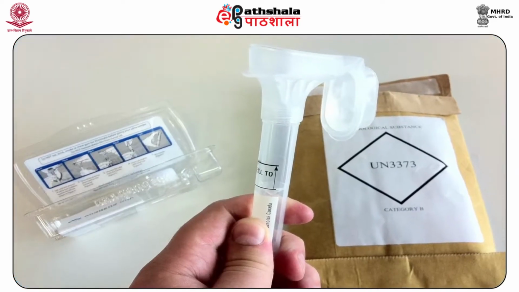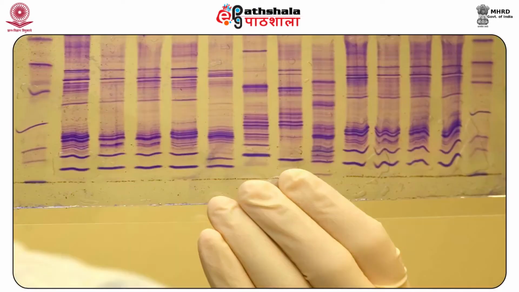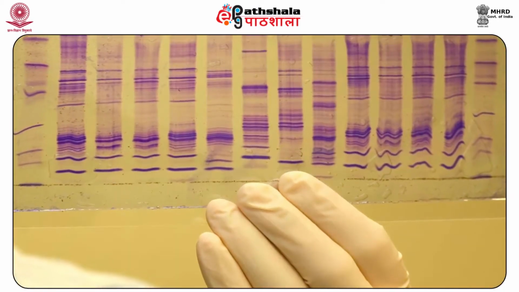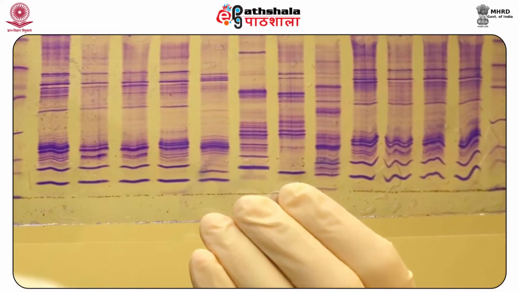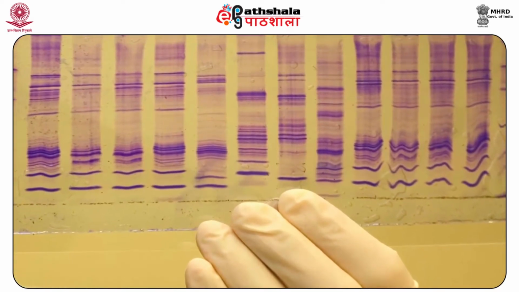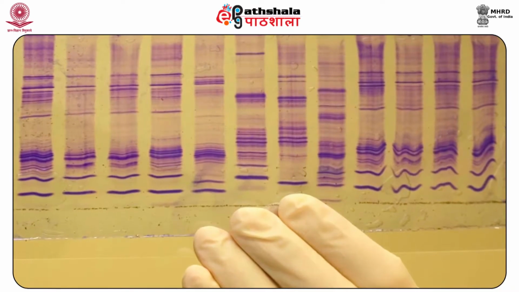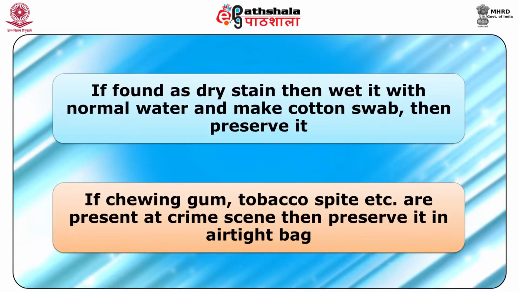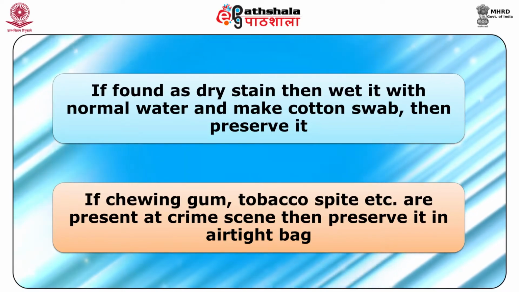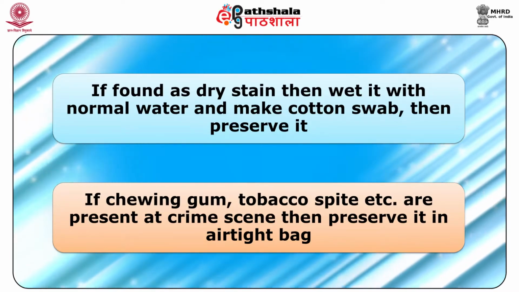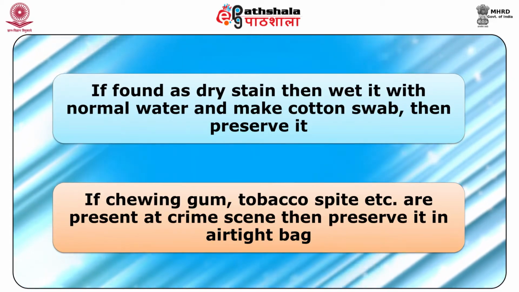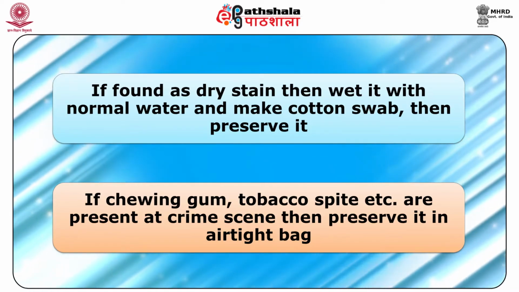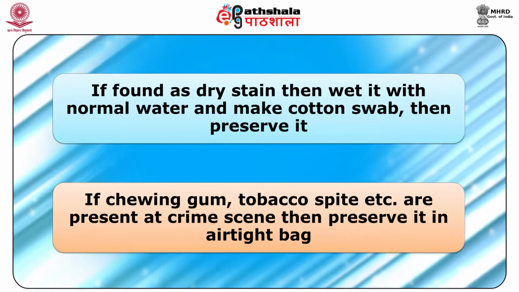Next we have saliva. Saliva plays an important role in crime investigation because DNA profiling or grouping tests can be performed on saliva due to the presence of antigen in it. Blood group can be detected from saliva, although saliva may be contaminated by lipstick or blood. If saliva is present as a dry stain, then wet it with the help of normal water and make a cotton swab of it and then preserve it in a tube or bag. If chewing gum, tobacco, spit, etc. are present at the crime scene, then preserve them in an airtight bag as such.